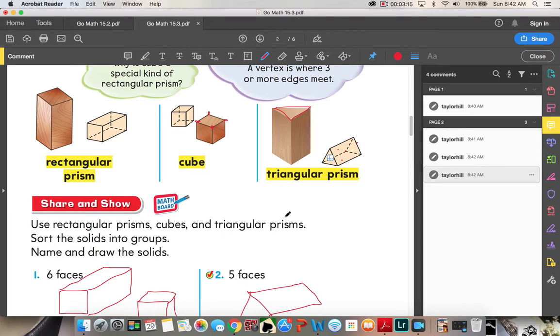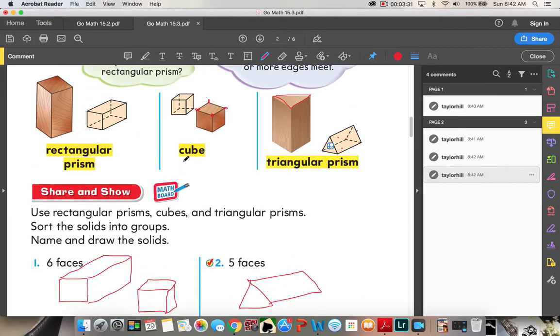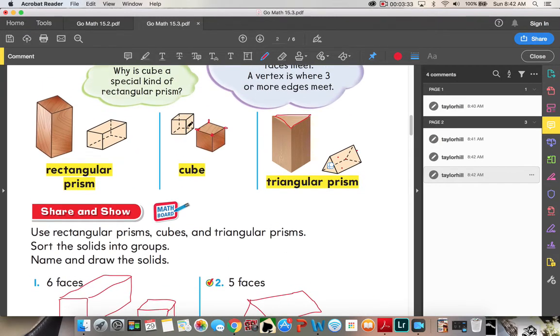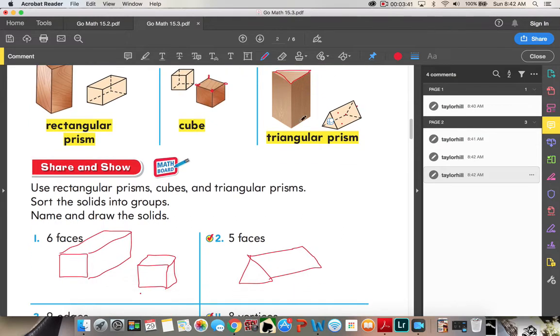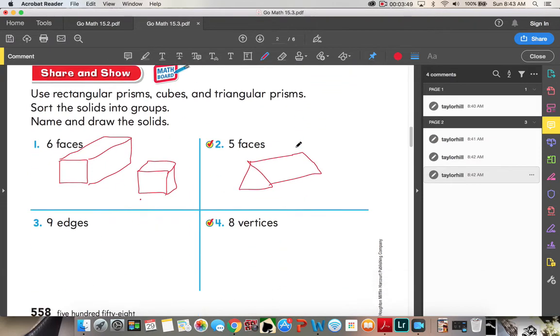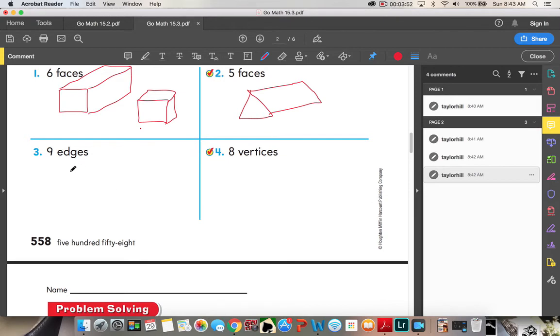Okay, 9 edges. Okay, so edges are where two faces meet. So let's look. 1, 2, 3, 4, 5, 6, 7, 8, 9, 10, 11, 12? 12 on that one. Okay. Let's look at the cube. 1, 2, 3, 4, 5, 6, 7, 8, 9, 10, 11, 12. Okay. Now let's look at our triangular prism. 1, 2, 3, 4, 5, 6, 7, 8, 9. Okay, so 9 edges is our triangular prism.